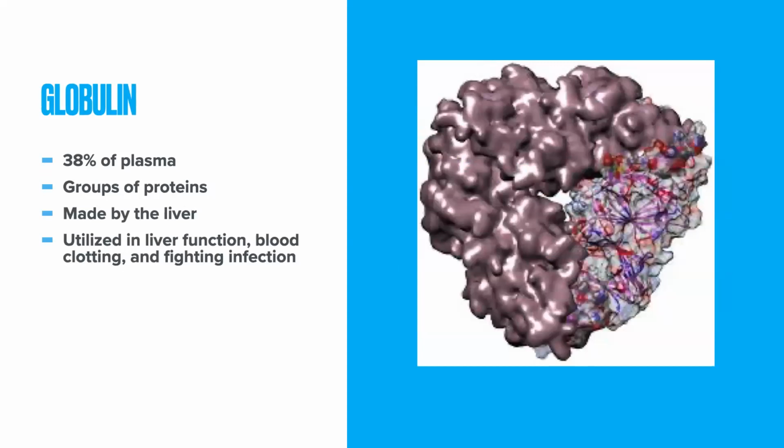Globulin looks like a glob. It's about 38% of the plasma. It has groups of proteins within it. It's made by the liver, and it's utilized in liver function, blood clotting, and fighting infection. What else fights infection? White blood cells.